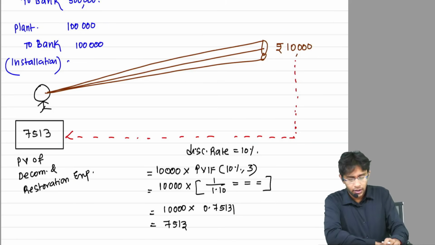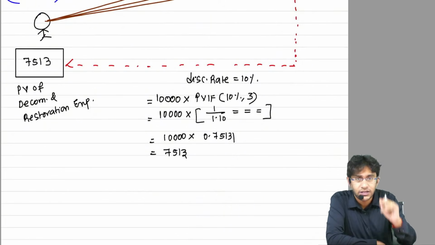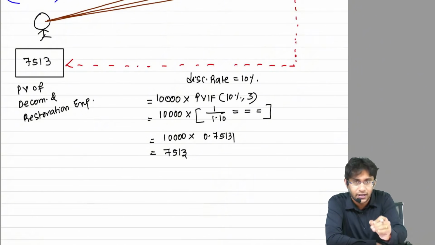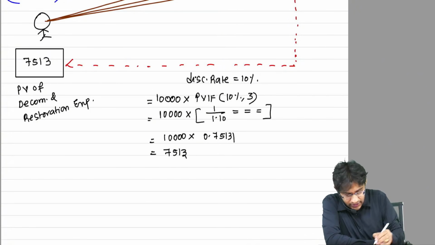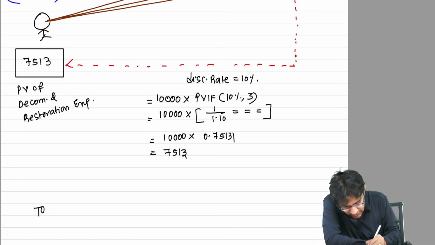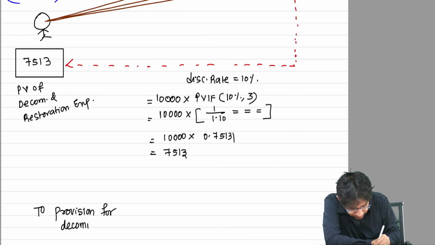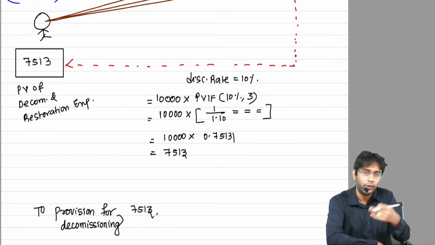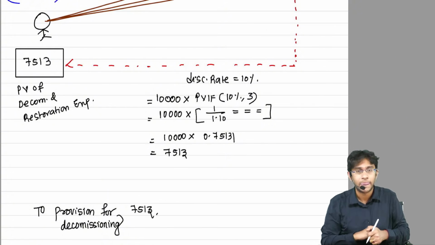Now, since you have an obligation to incur, it is not simply an expected cash flow alone, it is an obligation to compulsorily incur this. So the standard says, read with the standard called AS29 provisions, on the very first day itself, create a provision for decommissioning. One liability you have to create. With what value? 7513.